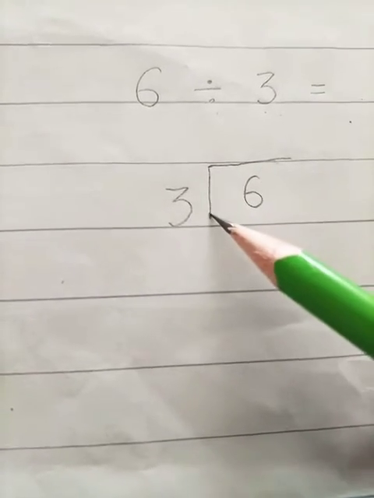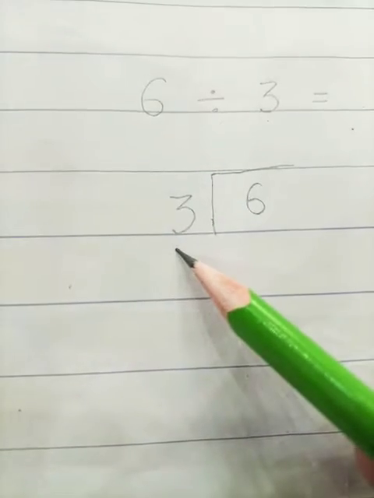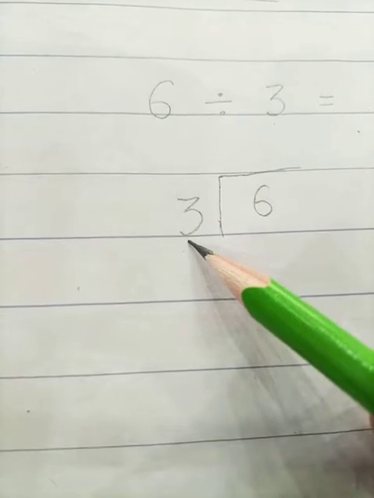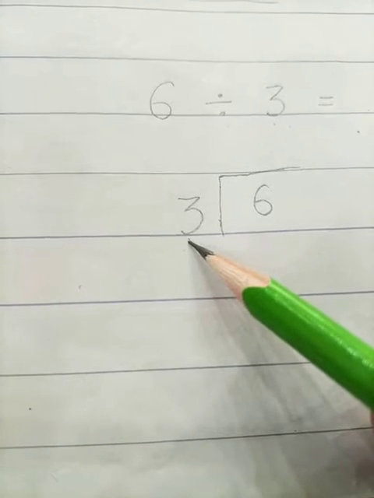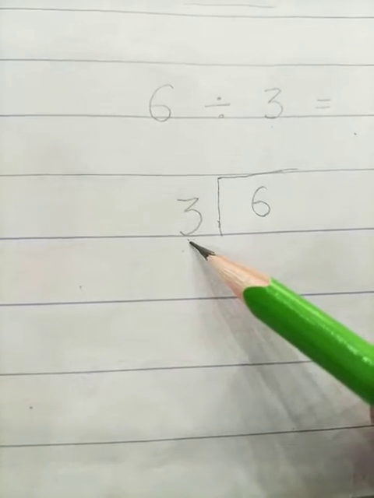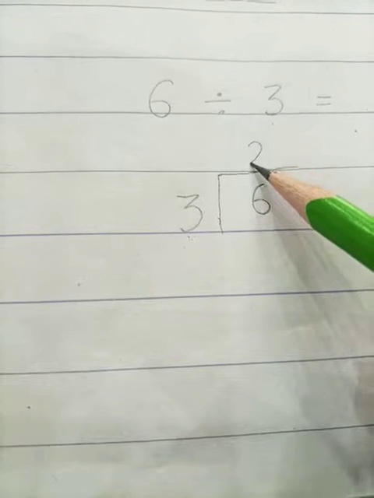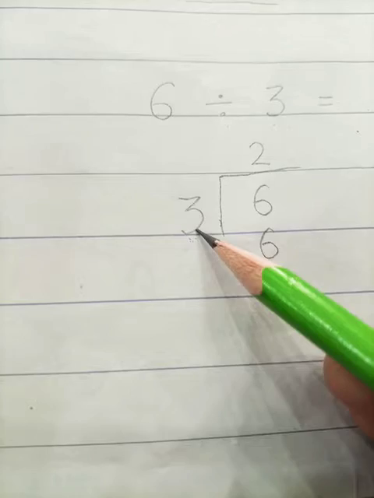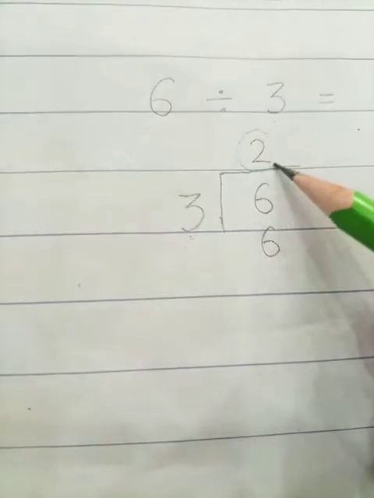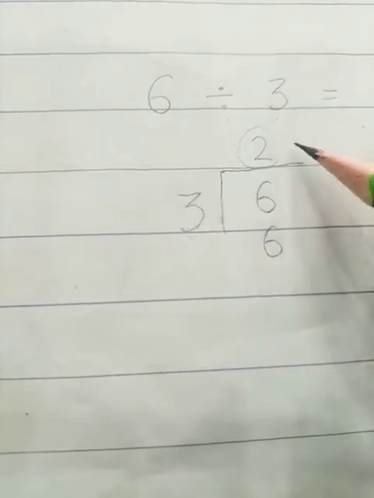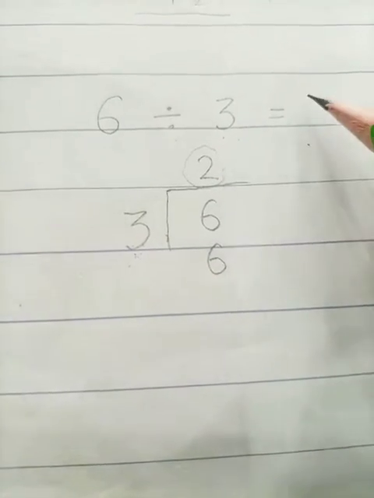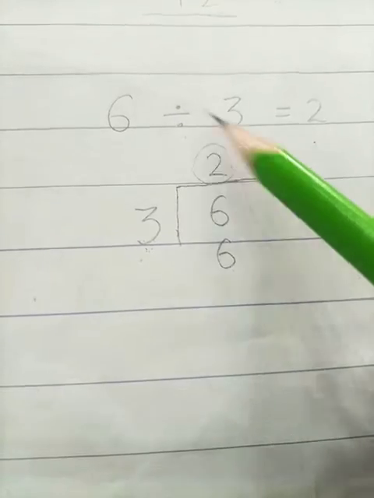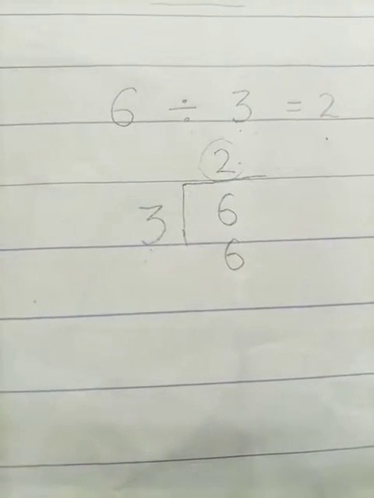Okay, so students, I am going to read the table of 3 until I get the number 6. So read it with me. 3 ones are 3 and 3 twos are 6. So 3 twos are 6. So students, I got my answer, that is the 2 here. So I am going to write my answer 2 here. There are 2 3's in the 6. That is our answer.